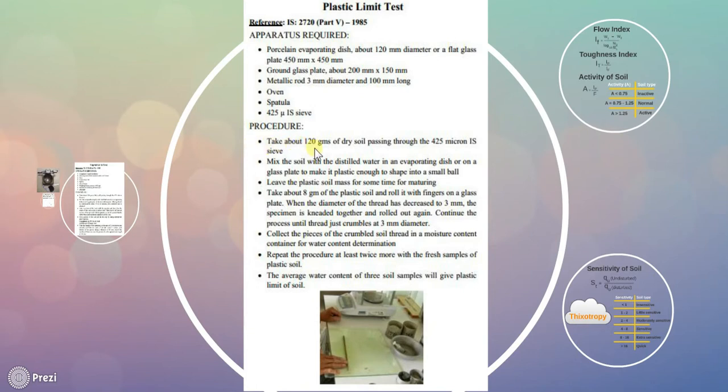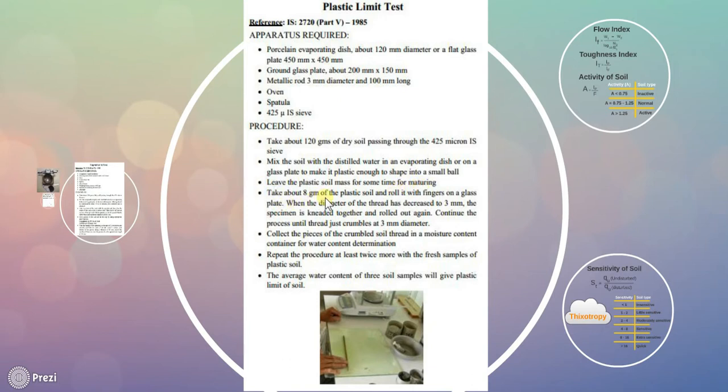Take about 120 grams of dry soil passing through the 425 micron IS sieve. Then mix the soil with distilled water in an evaporating dish or on a glass plate to make it plastic enough to shape into a small ball. Remember that we have to make a small ball first. Then leave the plastic soil mass for some time for maturing.